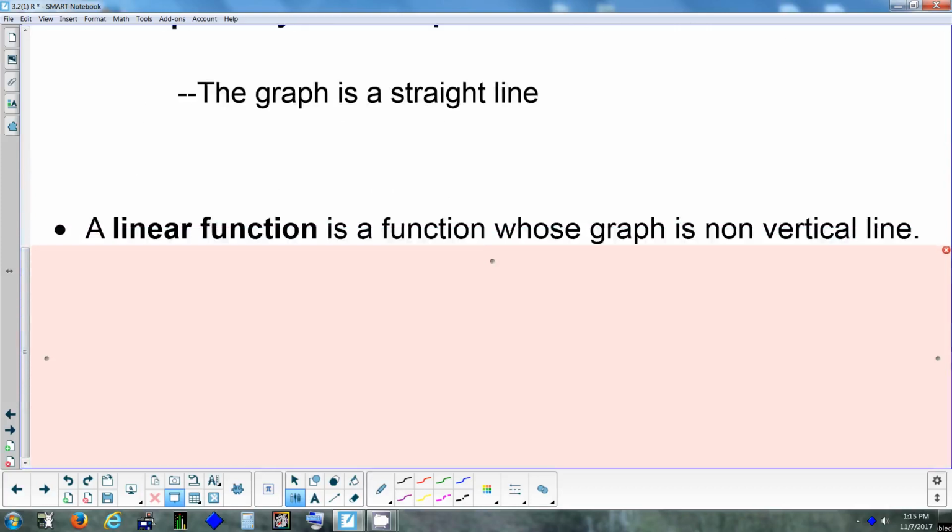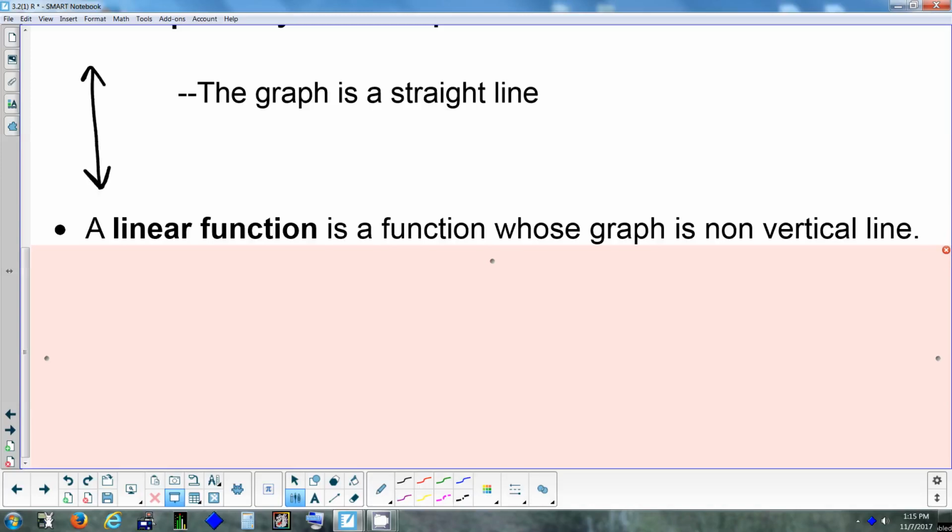Now, you have the little dot below there. A linear function is a function whose graph is a non-vertical line. So any straight line, this is a big thing that confuses people. Any straight line that is not vertical. It cannot be vertical. So if I had a vertical line like this, up and down, that means it's going to be non-linear. Vertical lines are non-linear. That's one big thing.